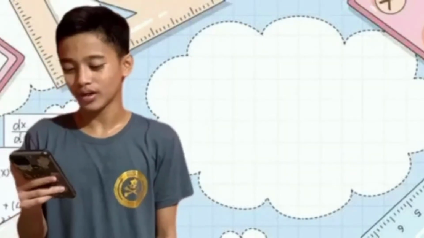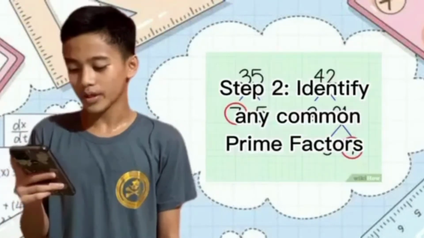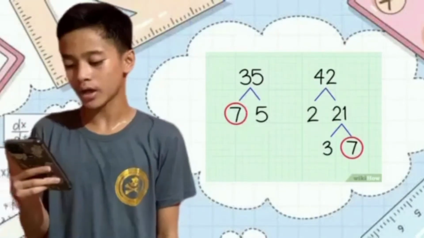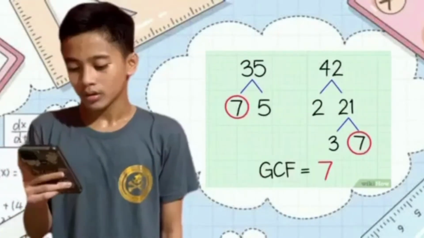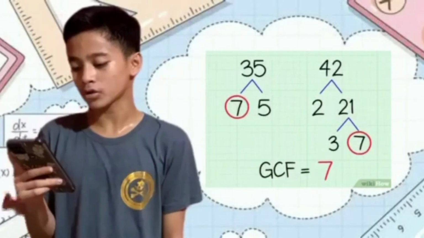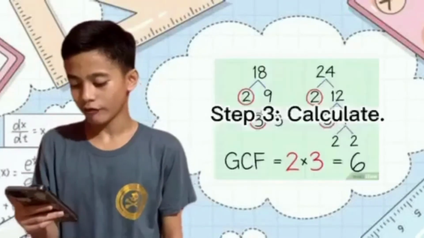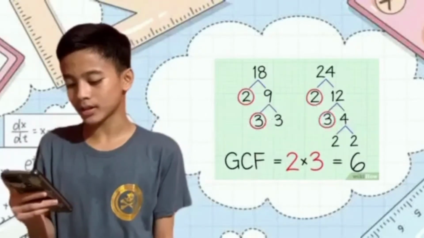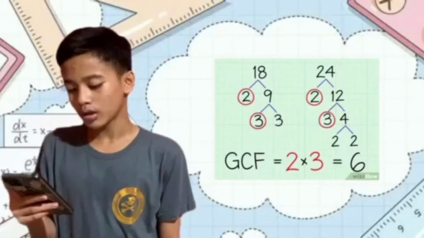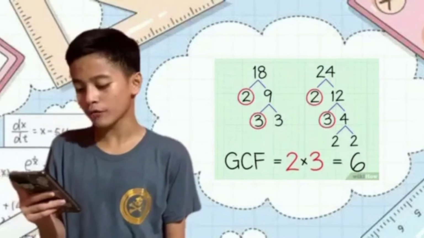Step 2. Identify the common factors. Pick out any prime numbers between the sets that are the same. There can be several common factors, one common factor, or none. Last step, step 3. Calculate. If there are no common factors, then the greatest common factor is 1. If there's only one prime common factor, then that's your greatest common factor.